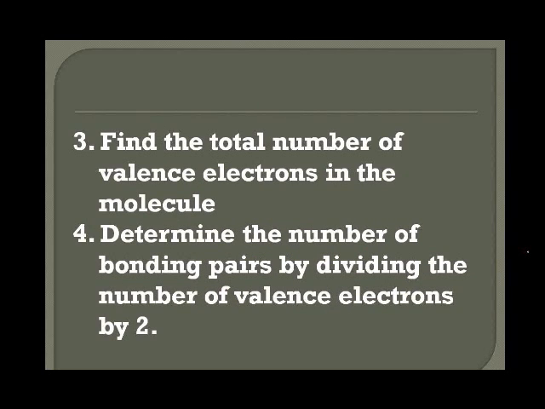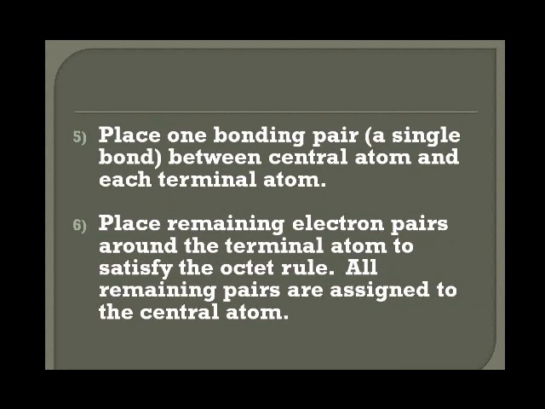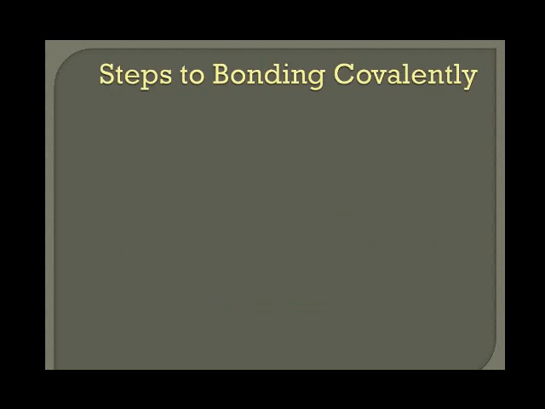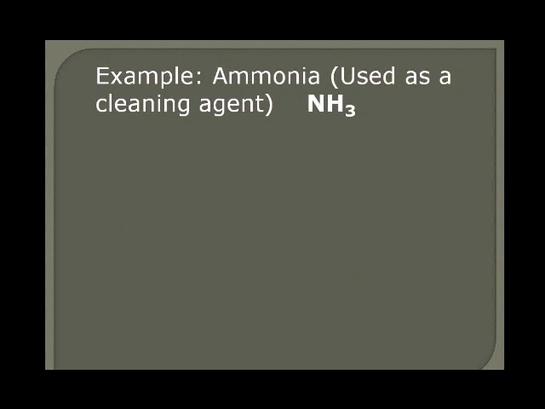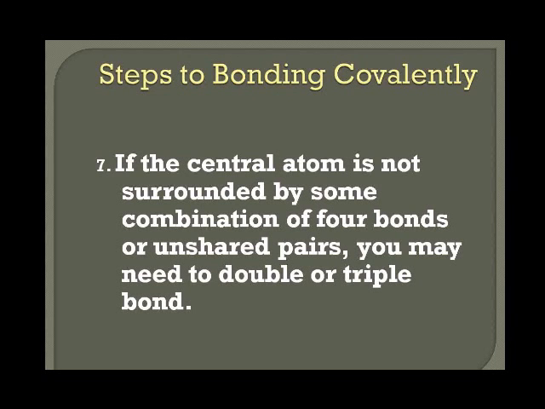Step number 3 is to find the total number of valence electrons in the molecule. We're going to determine the number of bonding pairs by dividing the number of valence electrons by 2. Place one bonding pair between the central atom and each terminal atom. Then we'll place remaining electron pairs around the terminal atom to satisfy the octet rule. If the central atom is not surrounded by some combination of 4 bonds or unshared pairs, we're going to need to double or triple bond.